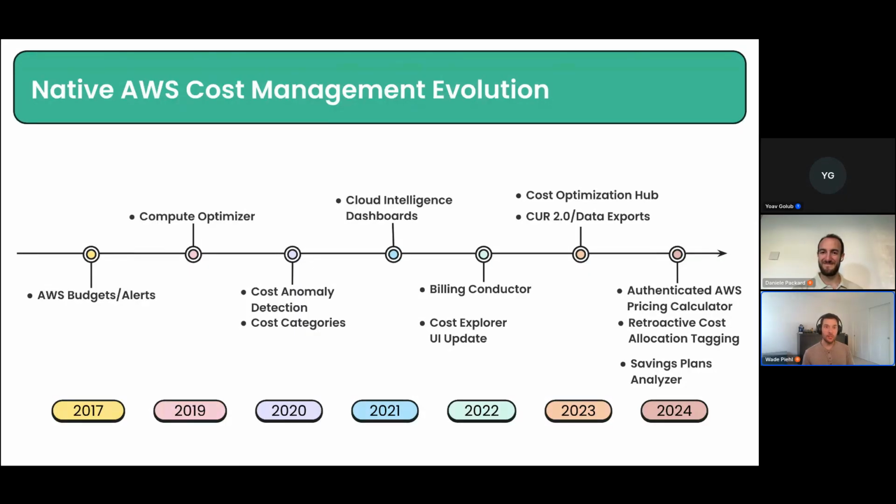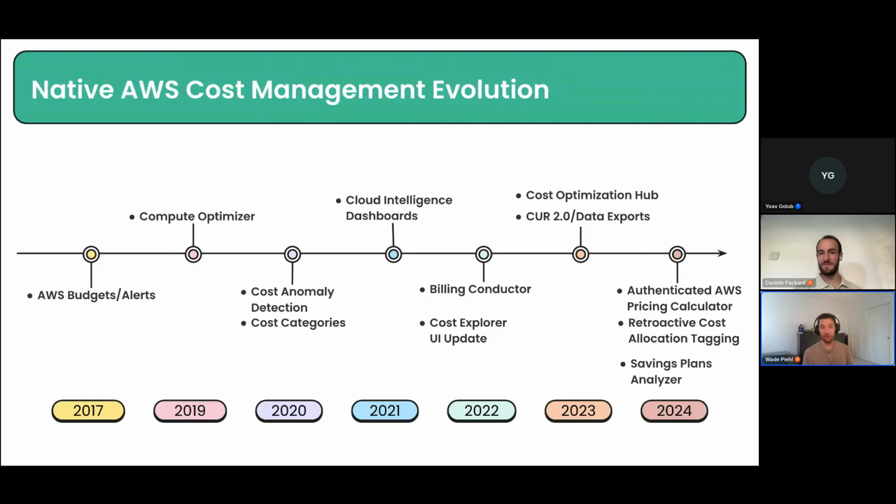And then we also released CUR 2.0, which is in our data exports. So if customers just want little bits and pieces of the cost and usage report and don't want all those petabytes of data over time, they can just get little pieces of it with the data exports in CUR 2.0.